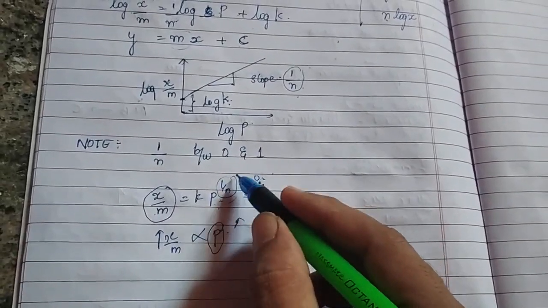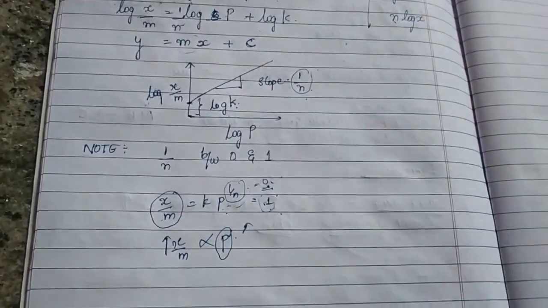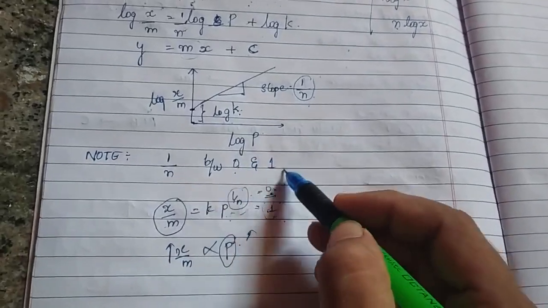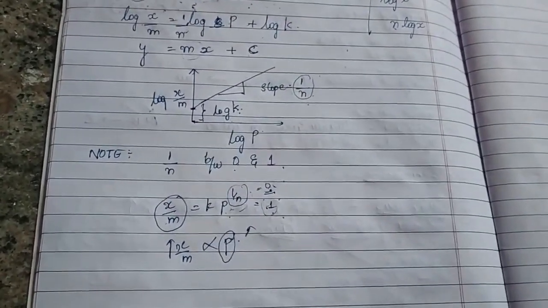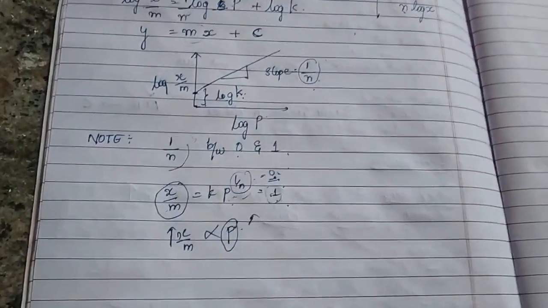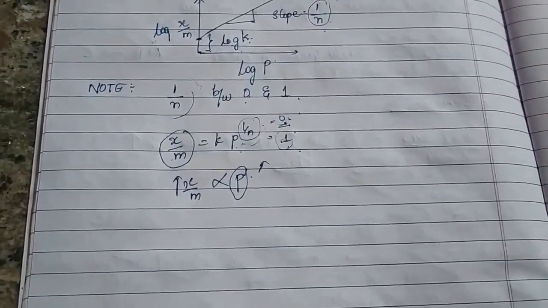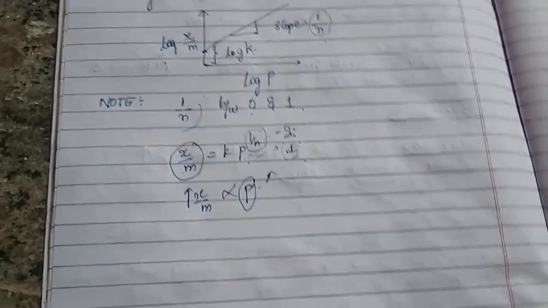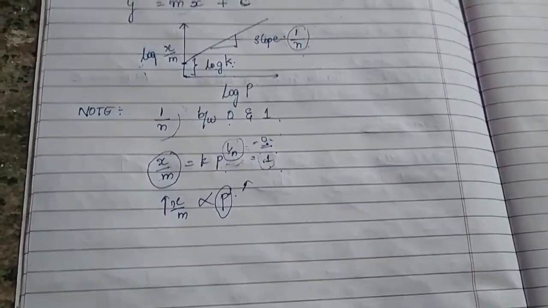1/n is lying in between the numbers 0 and 1. That is the reason we say that the factor 1/n can have values between 0 and 1. Is that clear?